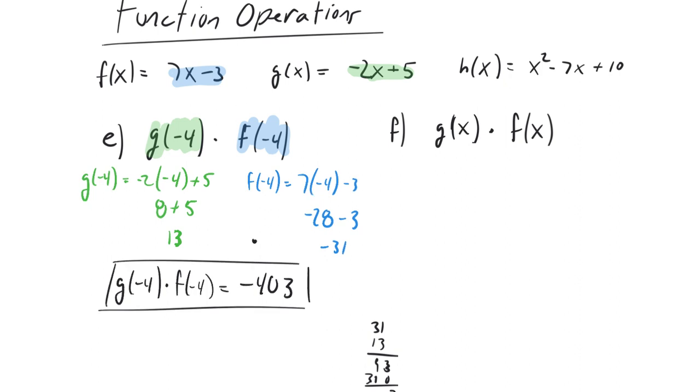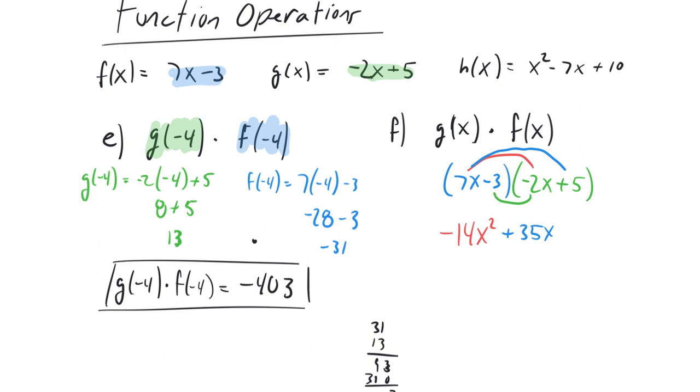And then how do we take g of x times f of x? Again, I want to grab that function in parentheses. So I have 7x minus 3 and negative 2x plus 5. So how do I multiply these, right? That's double distribution. So 7x times negative 2x is negative 14x squared. 7x times 5 is 35x. Negative 3 times negative 2x is 6x. Negative 3 times 5, negative 15.